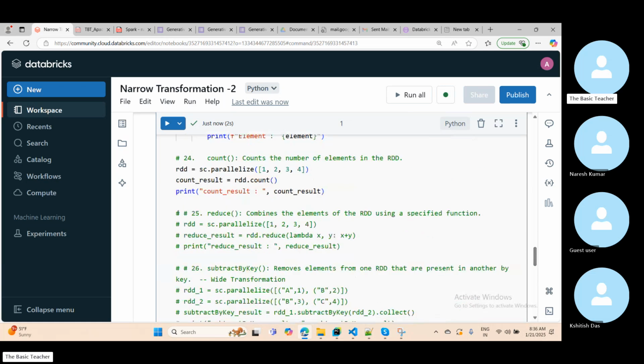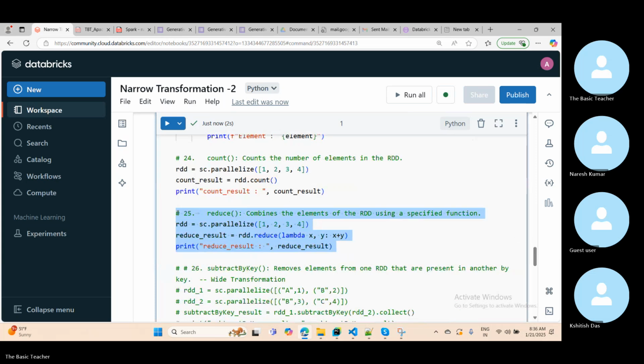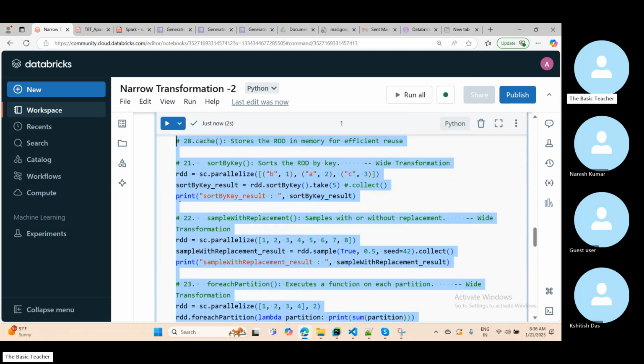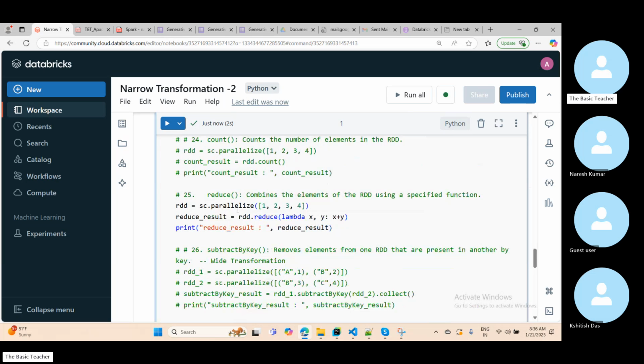And then reduce. Reduce combines the elements of the RDD using a specified function. That function is lambda. Here you are having reduce, that is your transformation, and using lambda you are going to work it out. Let me comment this out to have clear output. Then we are doing rdd.reduce with lambda x, y: x plus y. Then this is going to reduce.